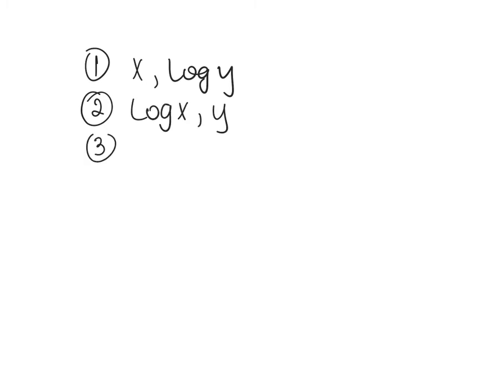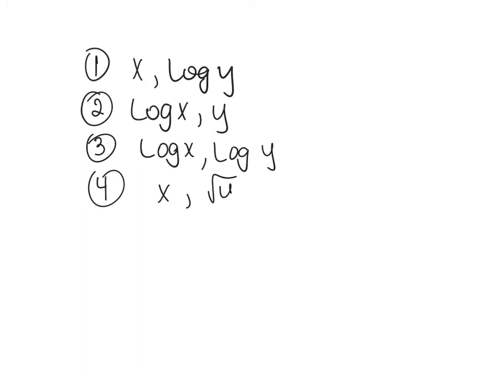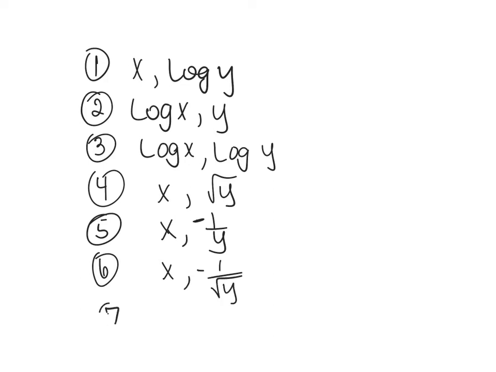So step 1 is to check x, log y. Step 2 is to check log x, y. Step 3 is to check log x, log y. Step 4 is x, square root y. Step 5 is x, 1 over y. Step 6 is x, and we could do negative, it preserves that, negative 1 over y squared. And 7 is x and y squared.